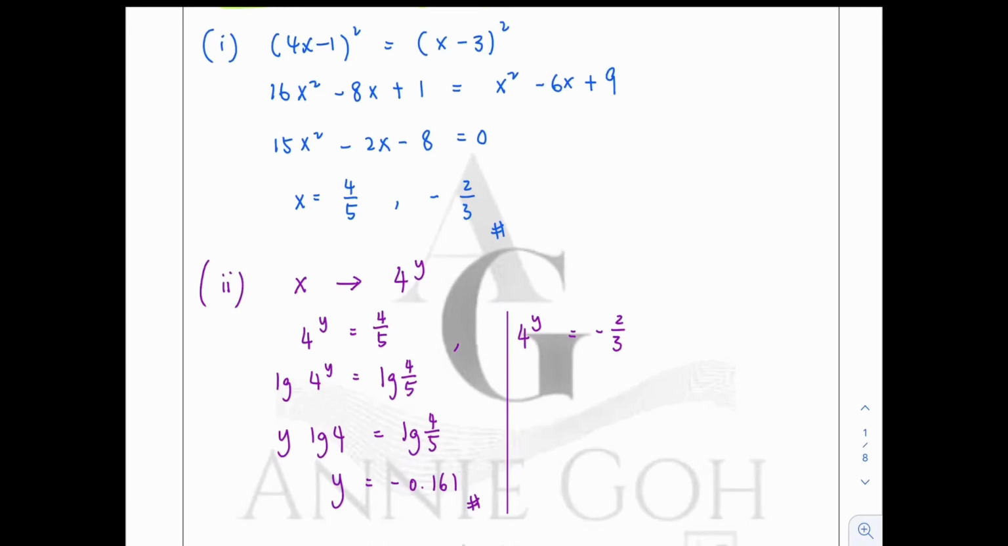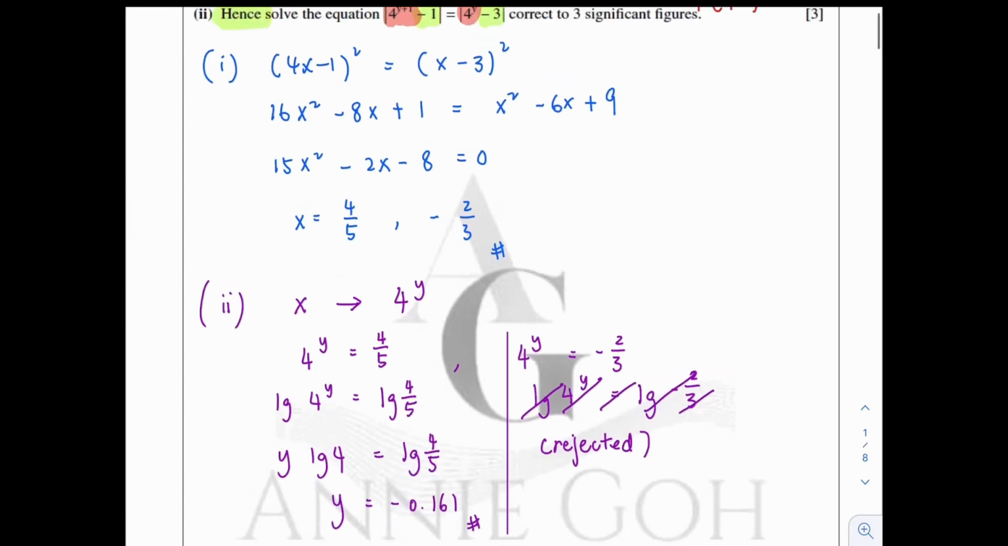As for the right hand side here, we are supposed to use the same method, which means we just need to log both sides. So for now, I'll just log both sides. And notice that for the right hand side, can we log a negative value? You can try to press your calculator. It will show math error, which means for this part, there's no solution. So we need to reject this answer. And this step is actually not needed. Okay, so for this question, there's only one solution for part 2.